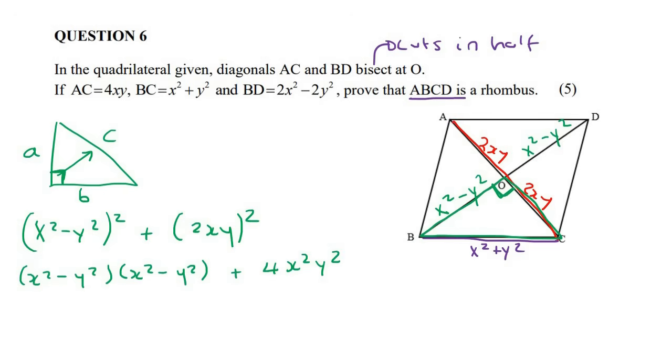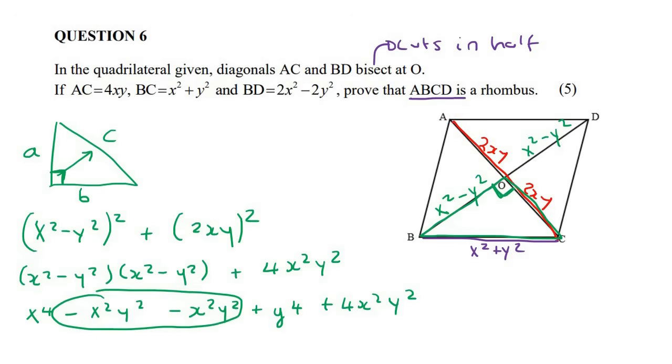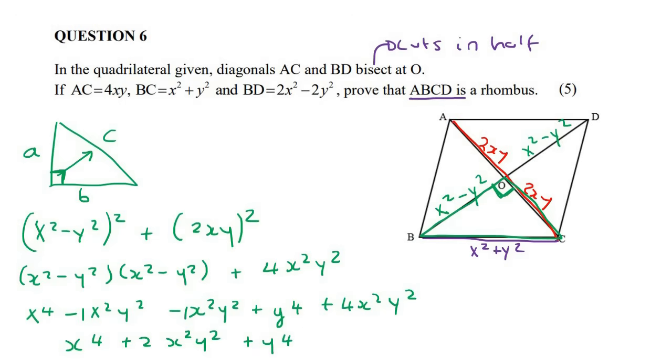Okay, so let's multiply this out. So x to the power of 4 minus x squared y squared minus x squared y squared plus y to the power of 4 plus 4x squared y squared. Okay, so these parts can now be put together. That's going to give you x to the power of 4, and then minus 1, which is minus 2, plus 4 gives us positive 2. So 2x squared y squared, and then plus y to the power of 4. Okay, so that's what you get if you add the square of that and the square of that.